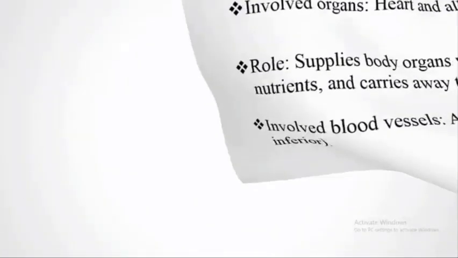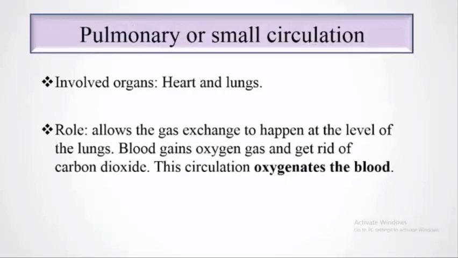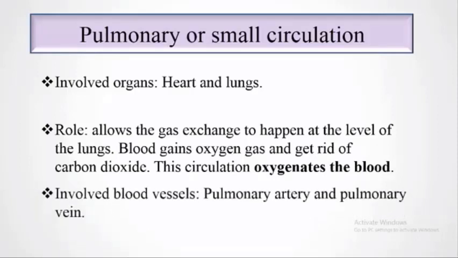Moving to the pulmonary circulation, or the small circulation, it happens mainly between the heart and the lungs. The objective of this circulation is just to make oxygenation for the blood, to get rid of carbon dioxide and water vapor, and at the same time the blood should gain oxygen gas at the level of the lungs. The 2 blood vessels involved in the circulation are the pulmonary artery and the pulmonary vein.